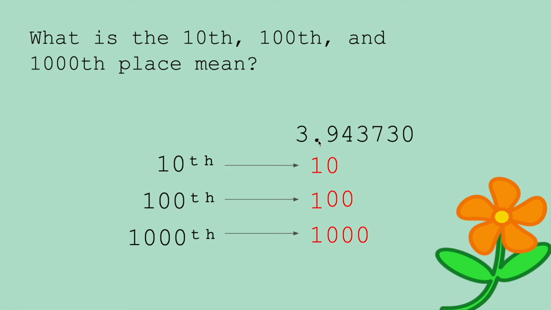So if you're asked to round by the 10th place, then you would only be paying attention to this number right here. This would probably be the number that you're changing. If you're looking at the 100th place, this is going to be the number that you're changing. And when you're looking at the 1000th place, this is going to be the number that you change.